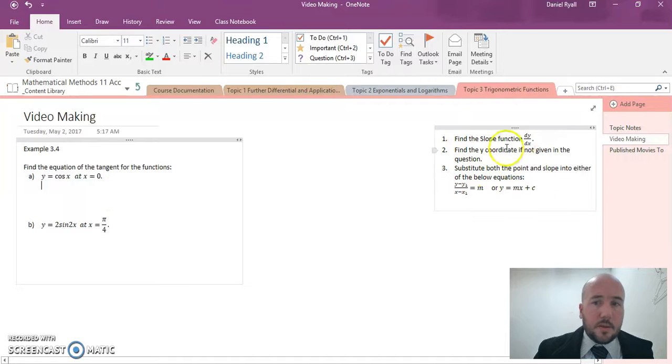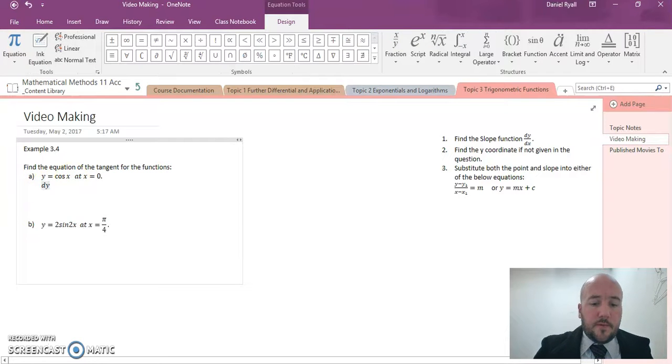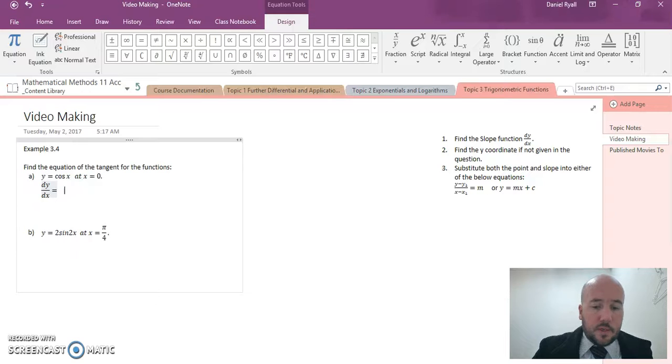Similar to the steps that I would have given you in topics 1 and 2, we need to firstly derive the function. So y equals cosine of x would have a derivative of dy on dx equal to minus sine of x. So we've done step number 1.